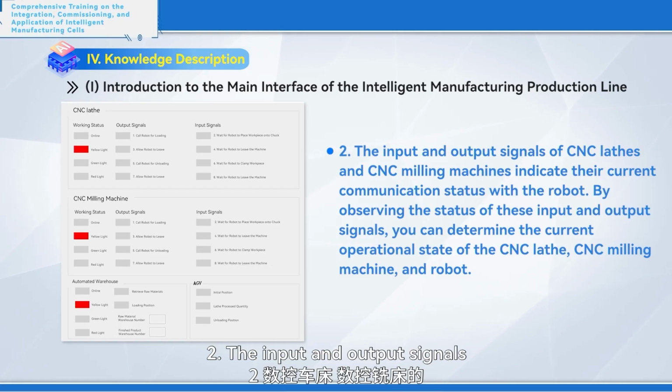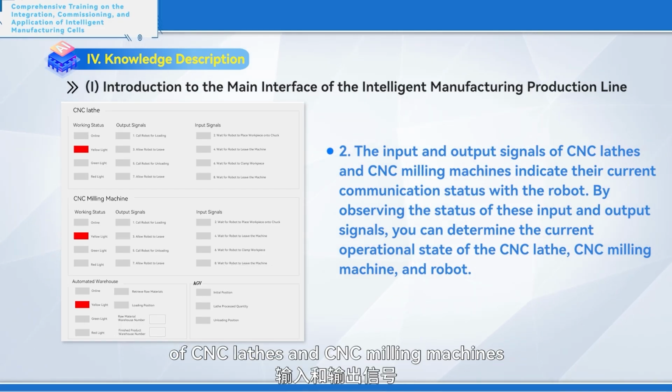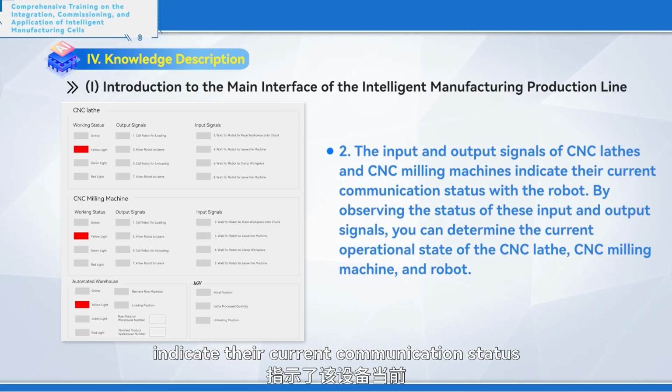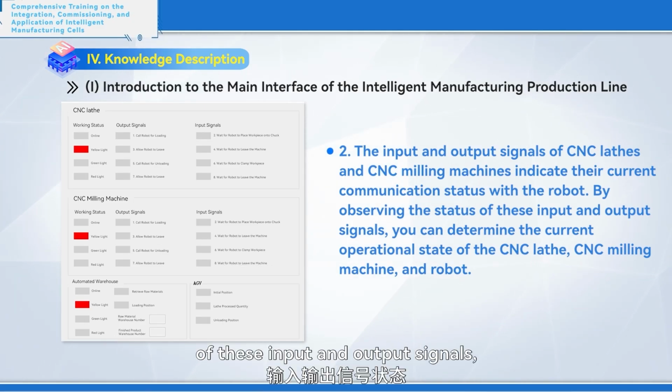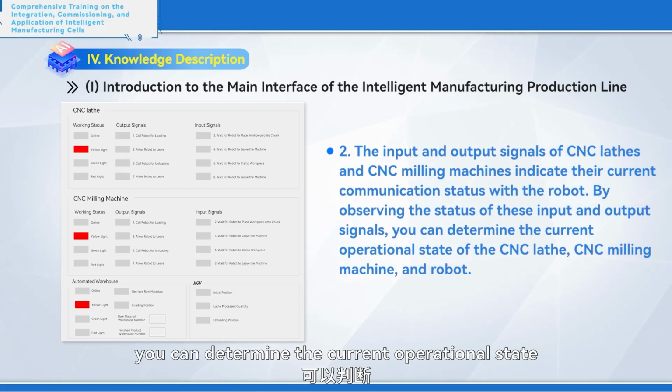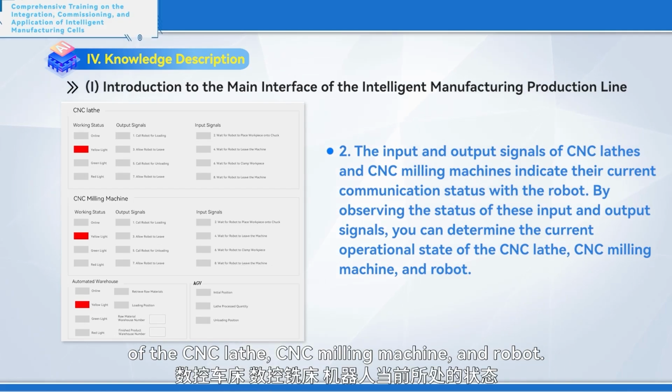2. The input and output signals of CNC lathes and CNC milling machines indicate their current communication status with the robot. By observing the status of these input and output signals, you can determine the current operational state of the CNC lathe, CNC milling machine, and robot.